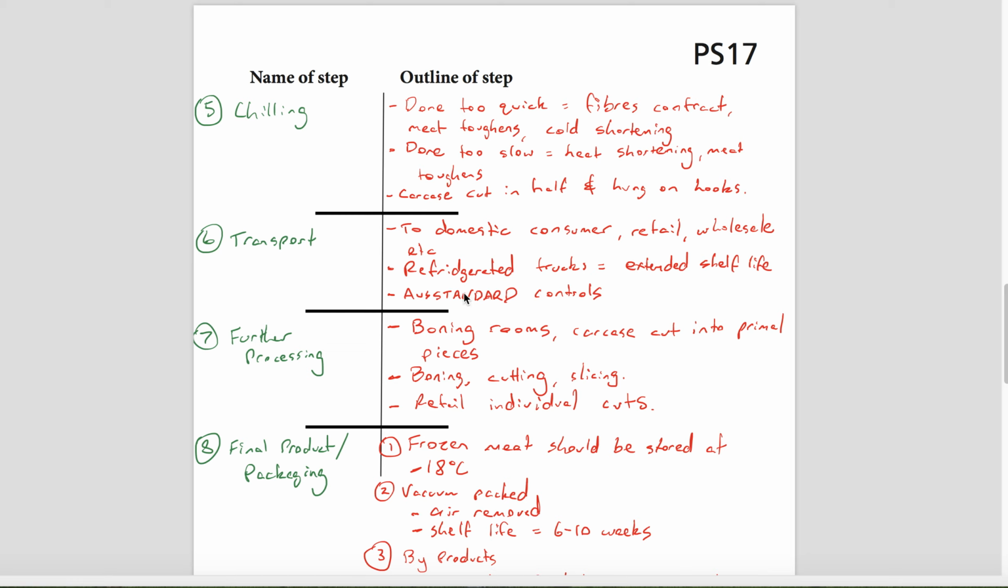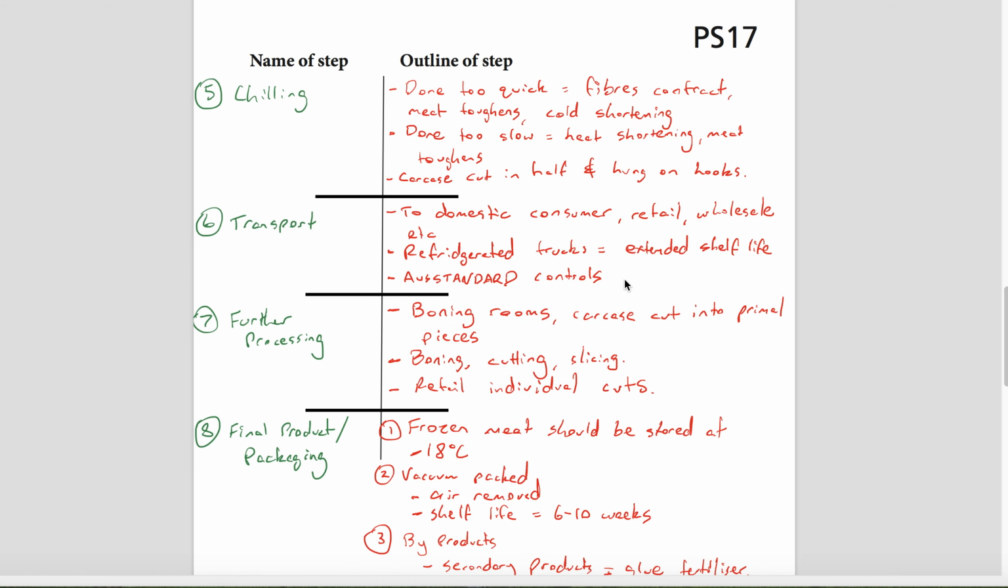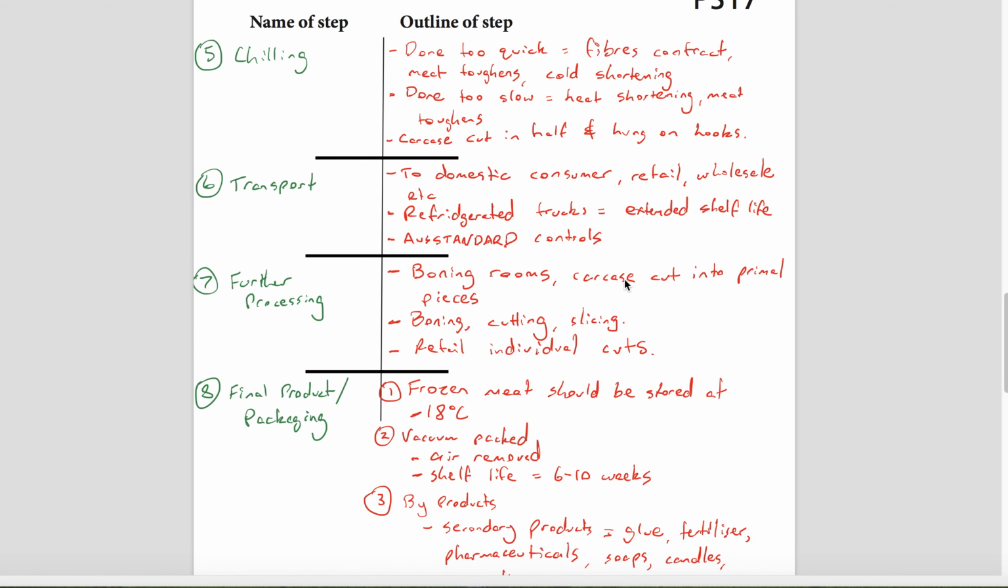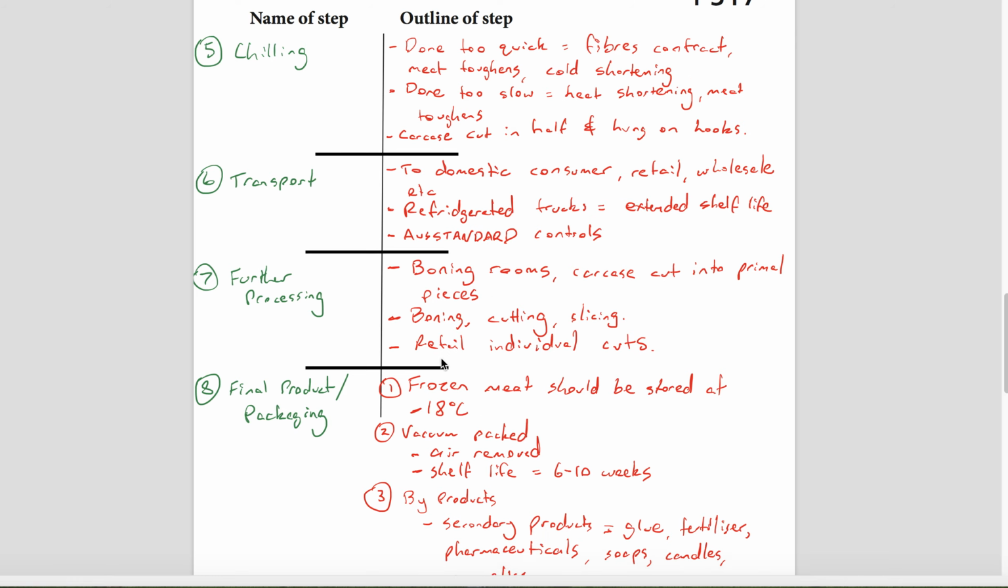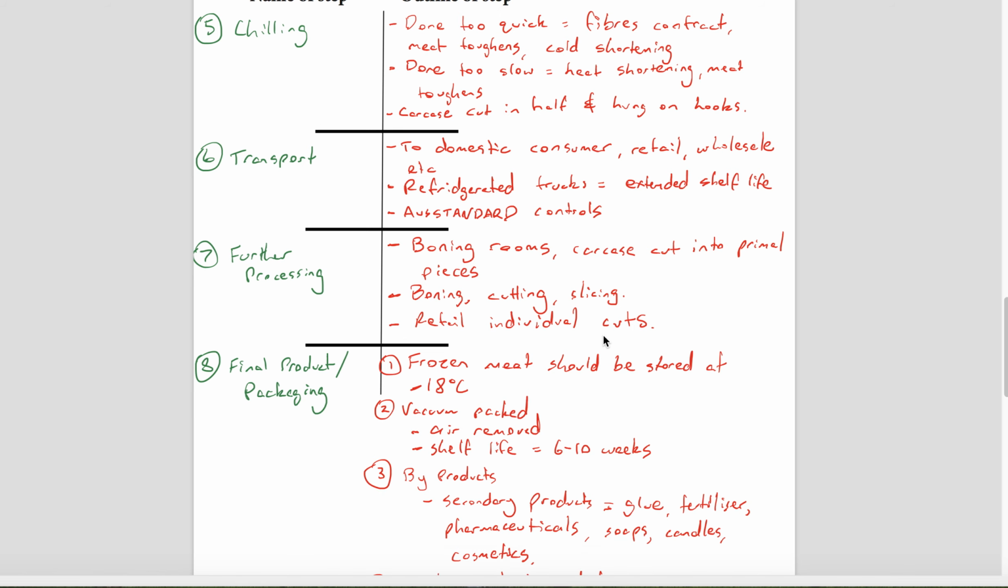There are various standards and Australian standard controls to make sure that it's kept at a certain temperature, that it happens in a certain amount of time, and that it's handled in certain ways to ensure the quality. Then there might be further processing. Sometimes this can occur at the abattoir, or sometimes it might occur elsewhere at butchers, etc. They'll debone them. The carcass might be cut into primal pieces, so the main large pieces, boning, cutting and slicing, and then they might cut them into the individual retail cuts, the small cuts that we actually end up eating.